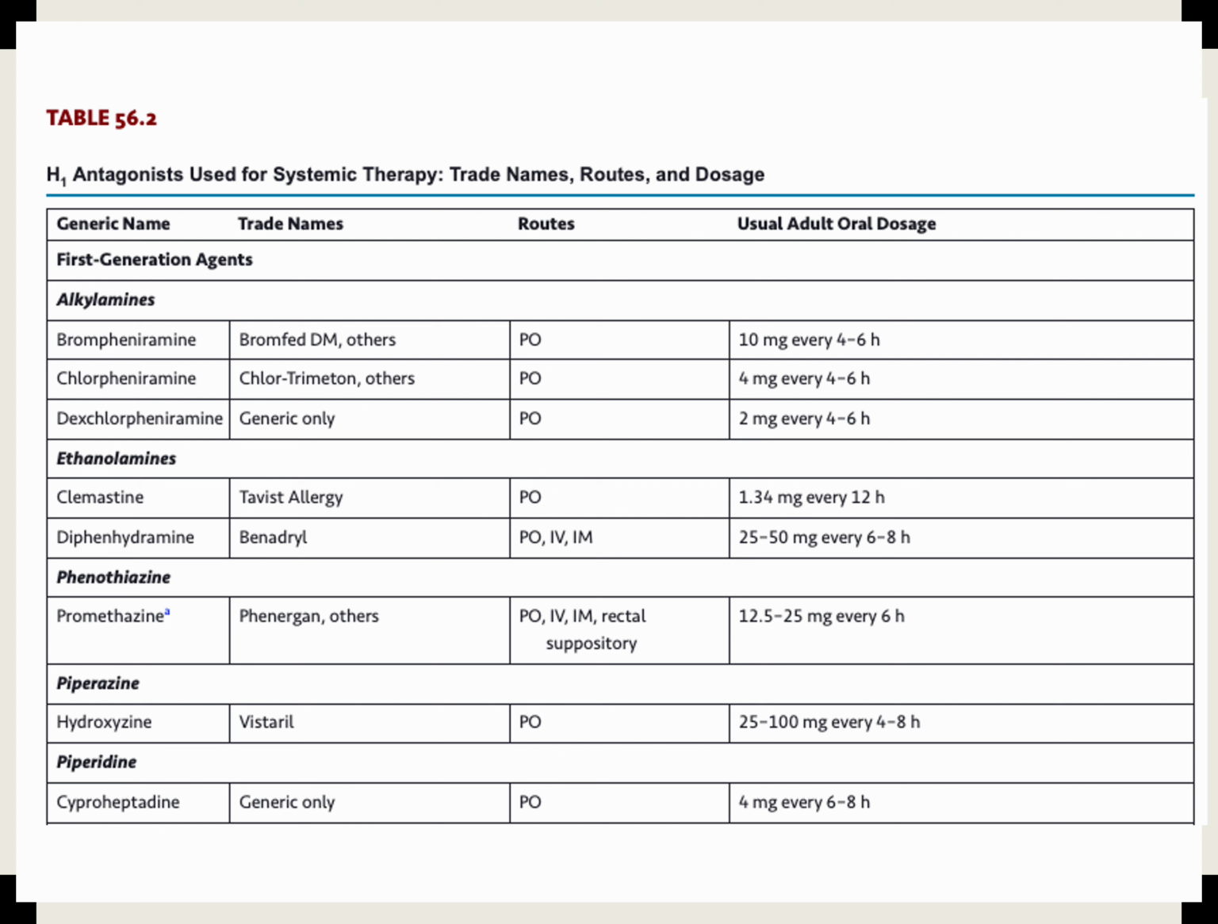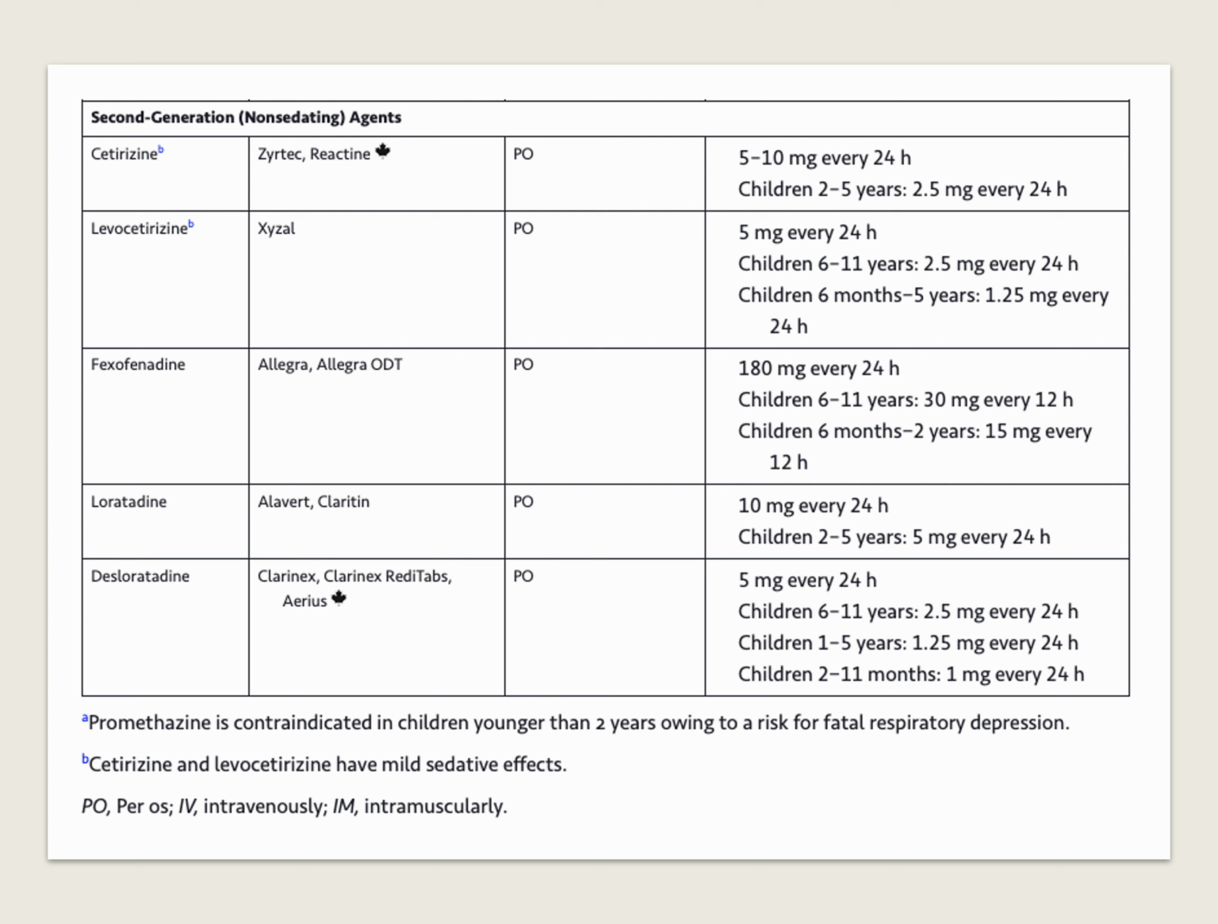types of these drugs. And then Phenergan also comes in a rectal suppository. The rest of these medications are only in PO form. With our second generation non sedating agents, cetirizine, you might know as Zyrtec, and these also can be given to children, usually in half the dose, 2.5 milligrams every 24 hours. Remembering too that these drugs only need to be dosed once a day or every 24 hours.